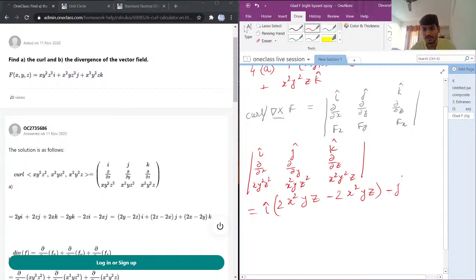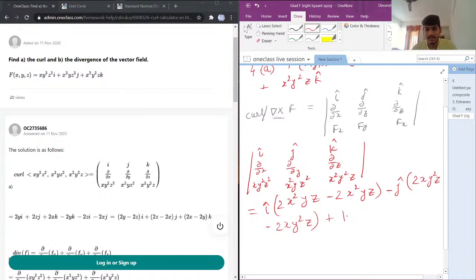So I'll write minus of j vector. I'll multiply this term with this term, so I'll take the differentiation of this whole term partially with respect to x. So x square will become 2x and we'll have y square z, minus this term multiplied by this term. So we'll take differentiation of this whole part with respect to z. So differentiation of z square will be 2z. So 2x y square and z.